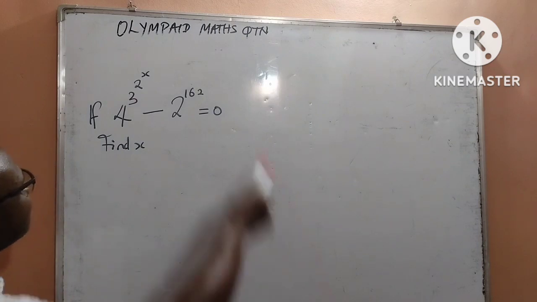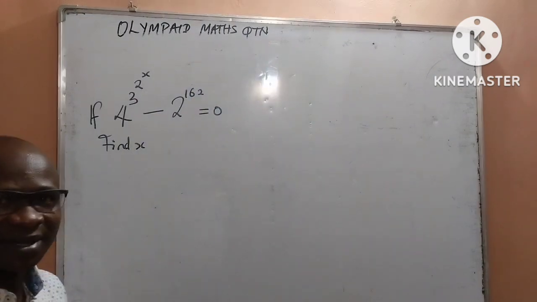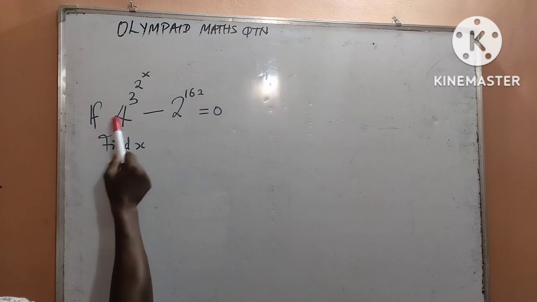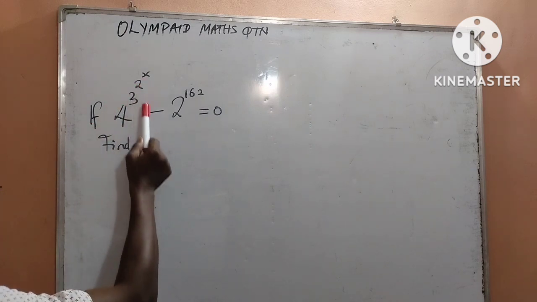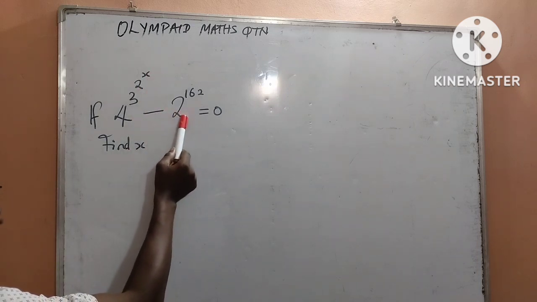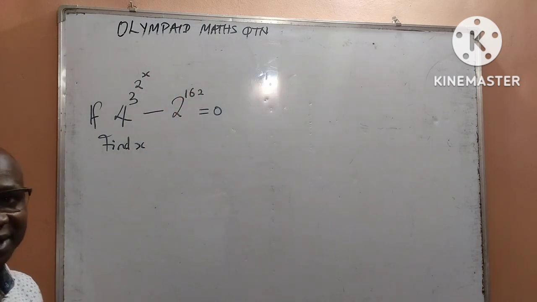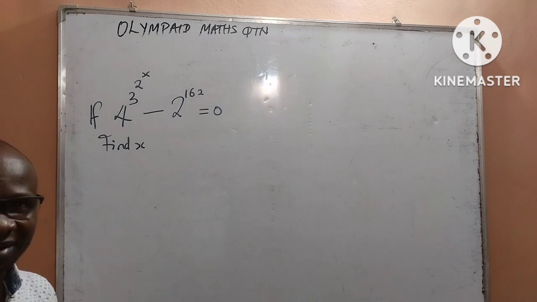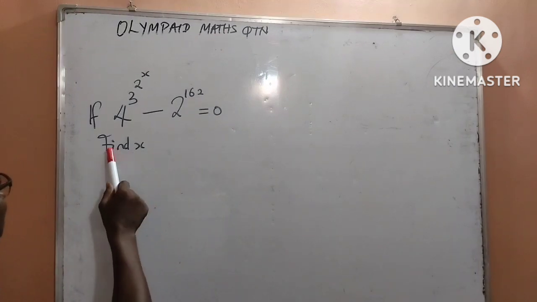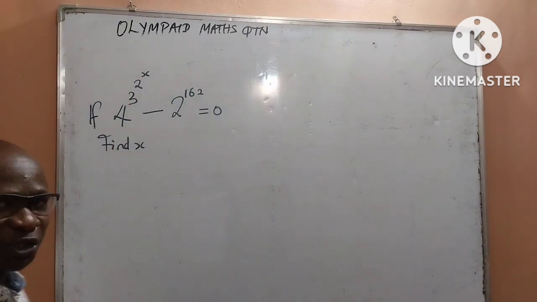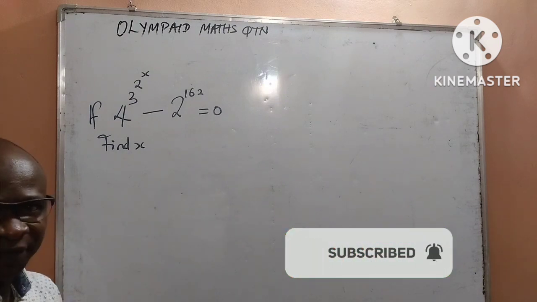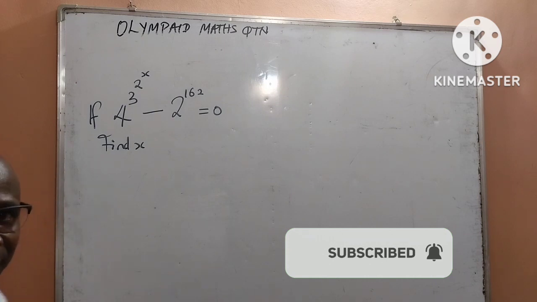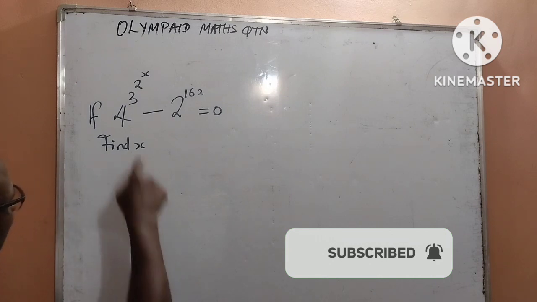In today's math class, it is the Olympiad Mathematics Question. We are given that 4 to the power of 3 to the power of 2 to the power of x, minus 2 to the power of 162, is equal to 0. The question is that we should find the value of x. It is going to be a brief video, just within 4-5 minutes we should be through. Watch till the end. We dive in.